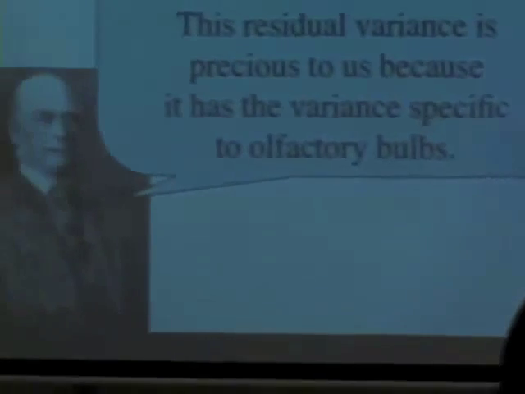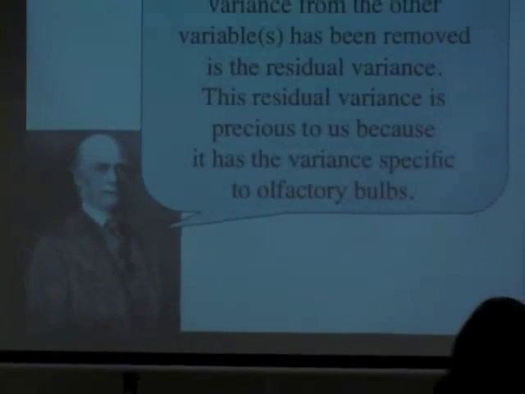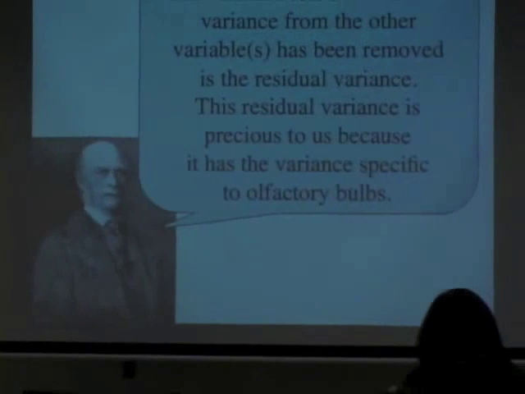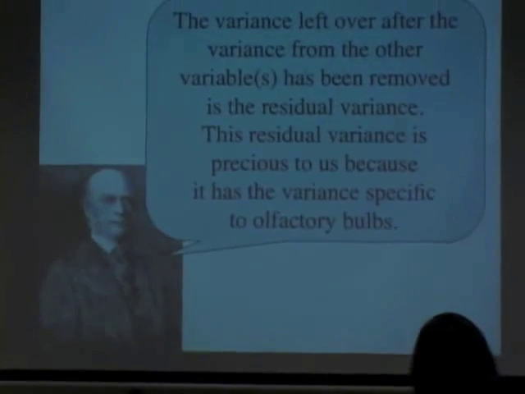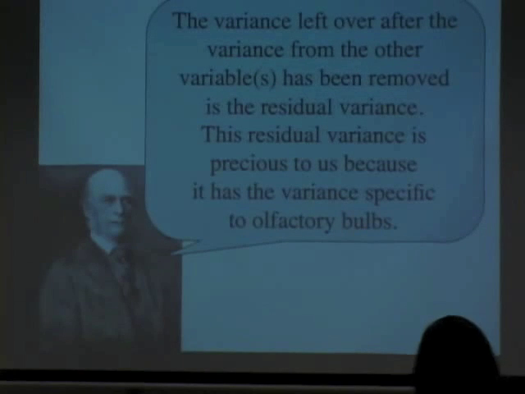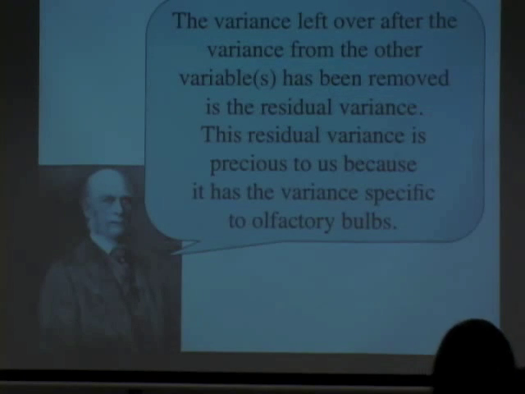Okay. All right. So Sir Francis is going to tell us the variance left over after the variance of the other variables has been removed is the residual variance. It's precious to us because it has the variance that's specific to the olfactory bulbs. By the way, we also talked about the fact that, yes, you can statistically control for things as we had to do in our study, but why don't you always do that? If it's that easy, just crunch some numbers, why do you bother to construct really careful control groups?